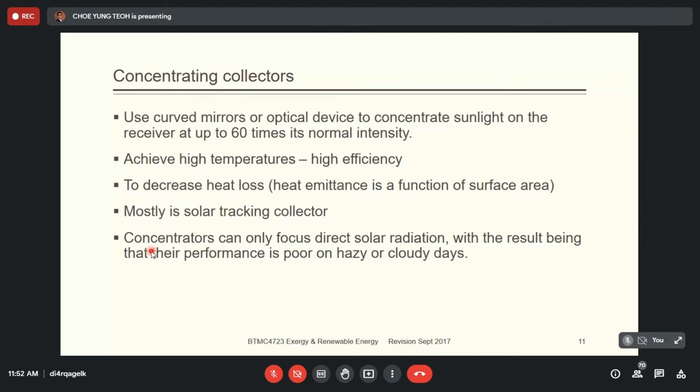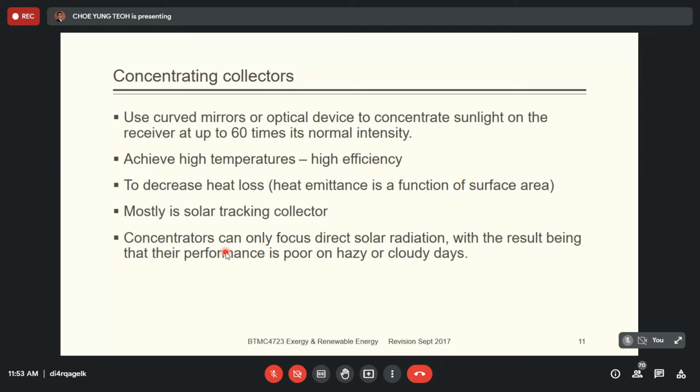A concentrator can only focus direct solar radiation because we use tracking, with the result being that their performance is poor on a hazy or cloudy day. On a cloudy or hazy day, most of the sunlight is actually diffuse radiation. You can't even see the direct radiation. So in that case, the concentrator gives very poor results, because they do not have the direct sunlight.